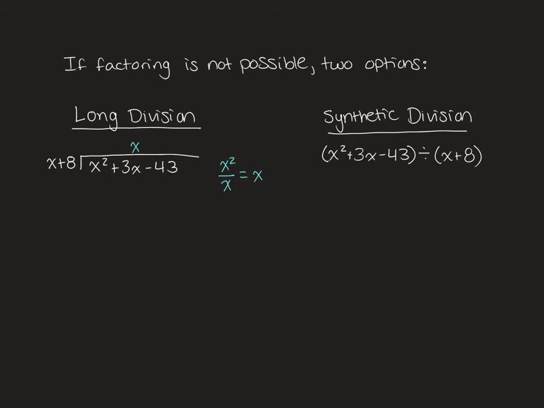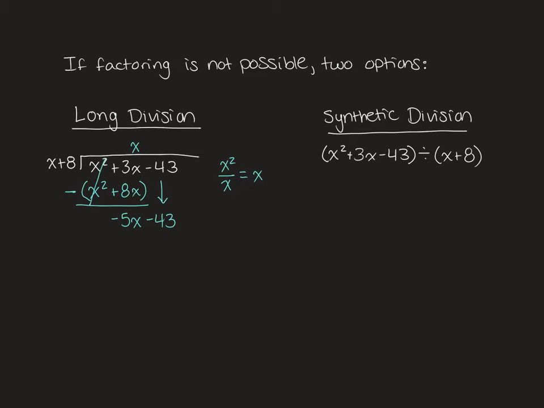And I always like to line them up with the like terms. So x, x here, okay? Then what you're going to do is multiply this x by this entire binomial here. So whenever we do that, we are going to get x squared plus 8x, and then you will subtract. So everything will actually change sign. These should cancel. Then you will have 3x minus 8x, which will give you negative 5x. And then you bring down your next term, so negative 43.